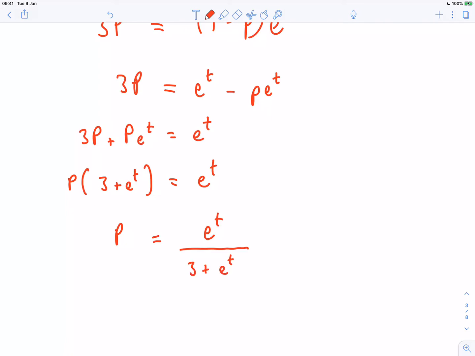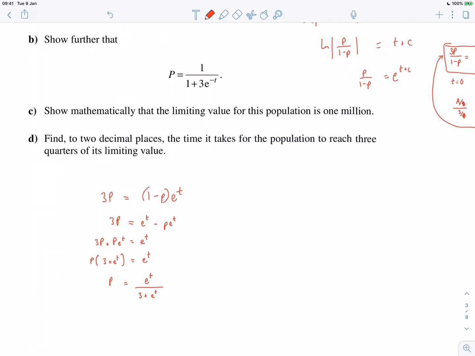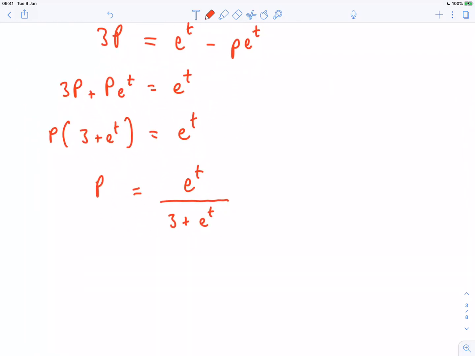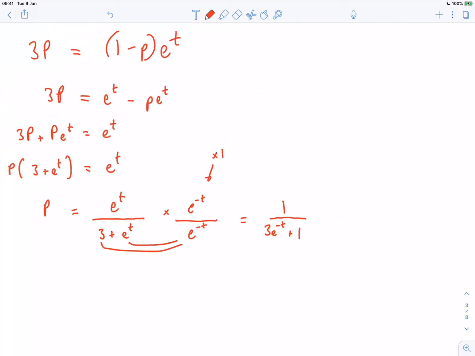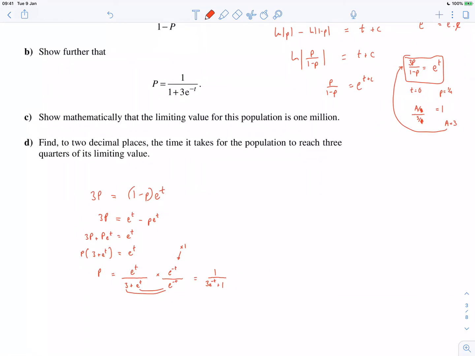Now we're almost there, but you'll notice there's some stuff going on that's a bit weird. So what we're going to do is we're going to times by e to the minus t top and bottom, because essentially this is just timesing by 1 because it's the same top and bottom. So e to the t times e to the minus t is e to the 0, which is 1, over, and then 3 times e to the minus t is 3 e to the minus t, and then e to the t times that, well, that's just plus 1. Now I believe we got the right thing, it's just this needs to be swapped round, and that's a cosmetic choice.